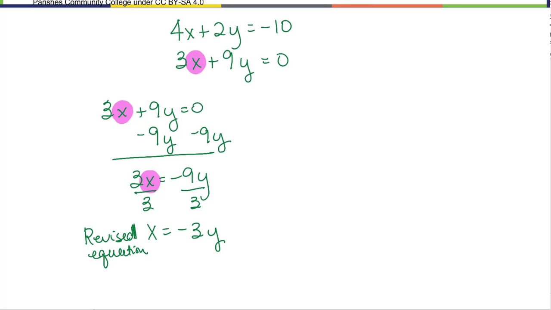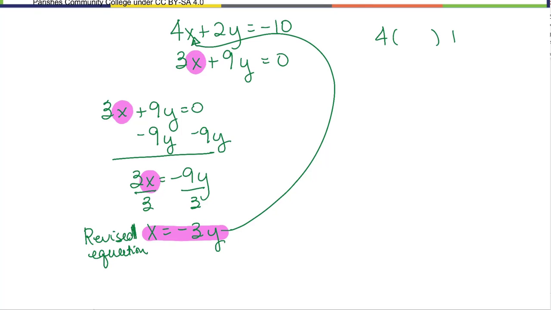So now I'm going to take this equation and I'm going to sub it into the untouched equation for x. So I'm going to take 4x plus 2y equals negative 10, and I'm going to insert what x equals, and we said x equals negative 3y. So now you're going to simplify and solve.